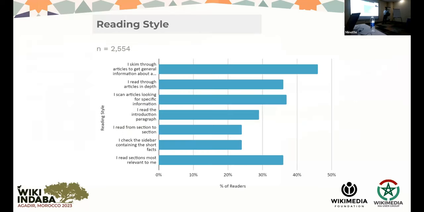Next slide, please. We also ask people, how do you read Wikipedia? Again, among many other questions, they're found in the full report. But again, these are reading styles that people inside of the design research team, the web team, other people in the foundation came up with. These are reading styles we think about: skimming, scanning, reading things in depth, reading section to section. These are different ways that someone can use a Wikipedia article. And indeed, we see that some of them are reported more frequently than others.